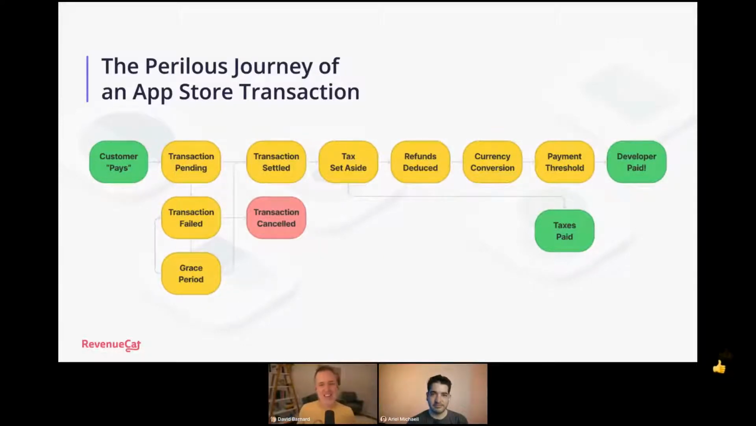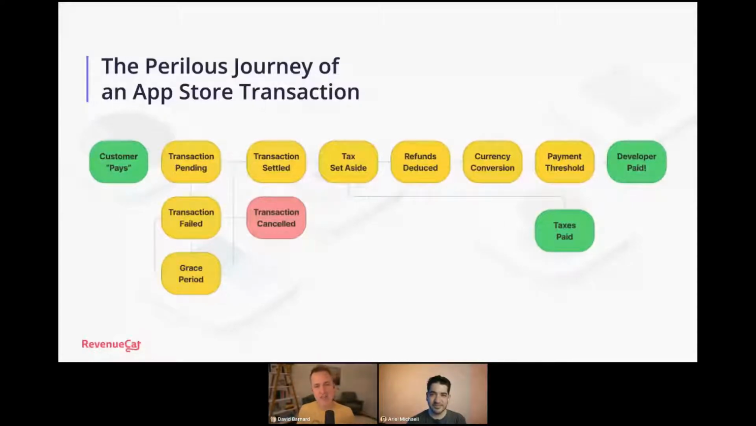And then currency conversion doesn't happen until the day of payment. And so this whole long perilous journey, it is sitting in Apple's bank account in whatever currency it was paid in. So if you made a sale in the UK, it's in British pounds. It's in an Apple bank account in Ireland, I believe, in British pounds.